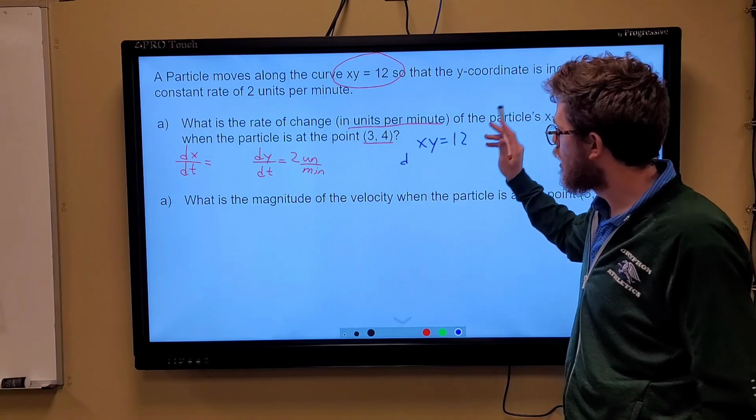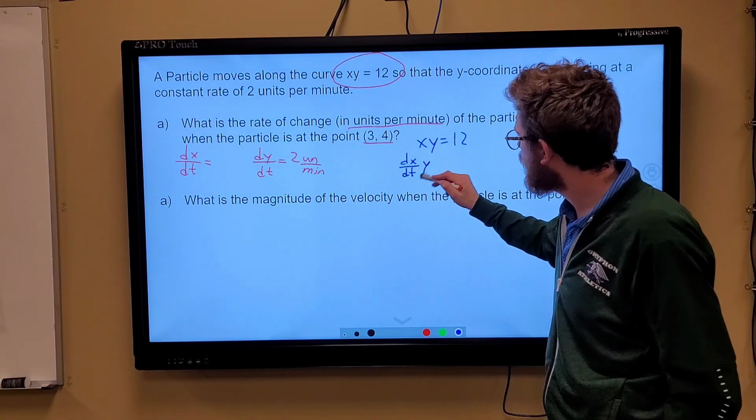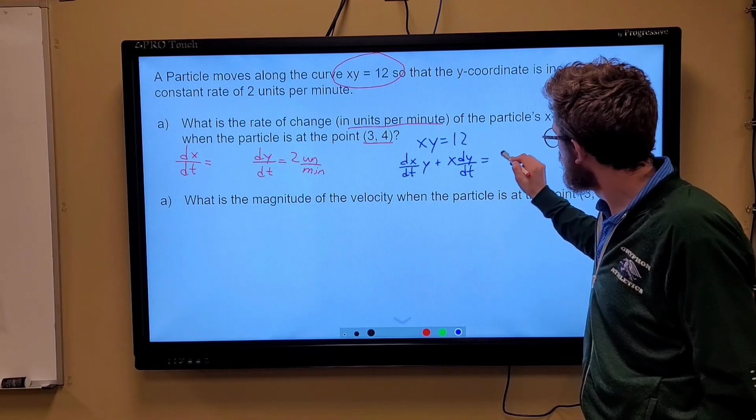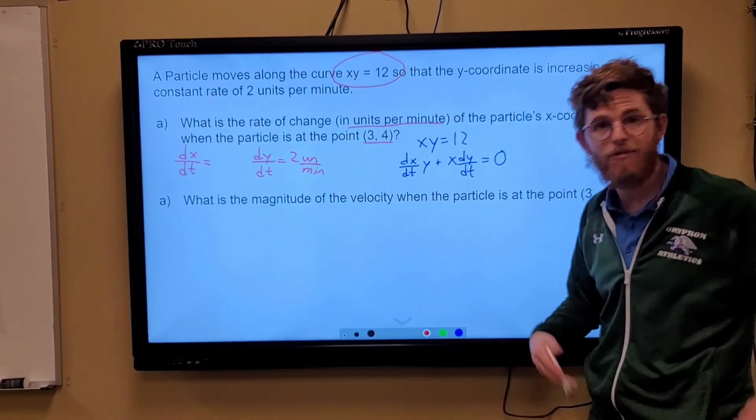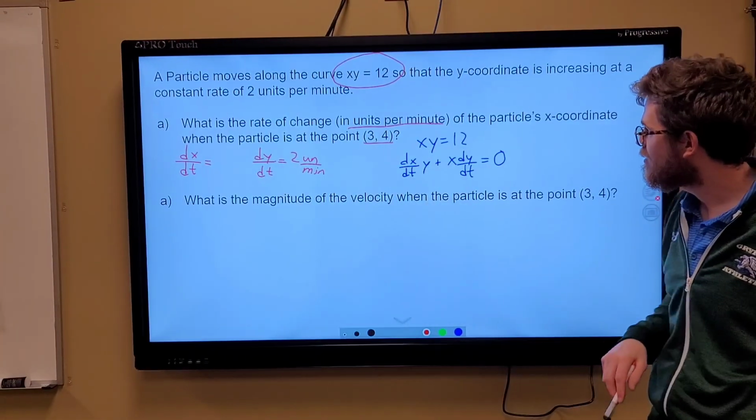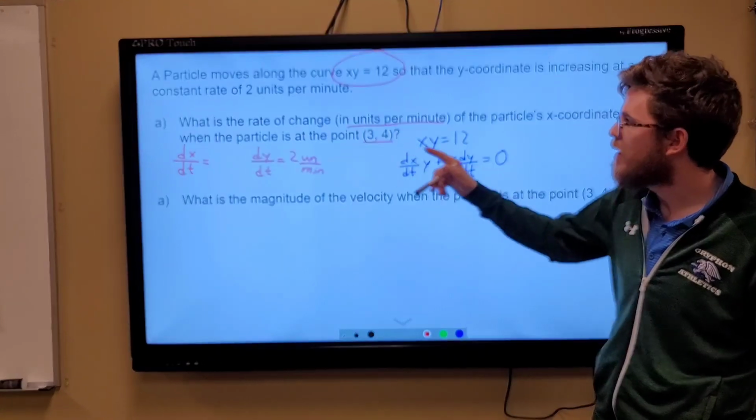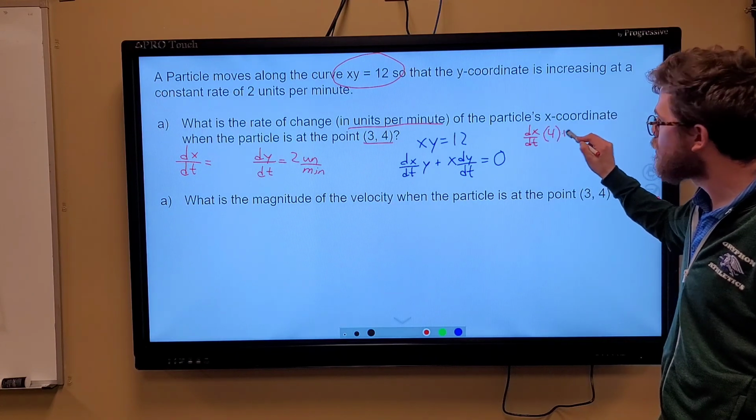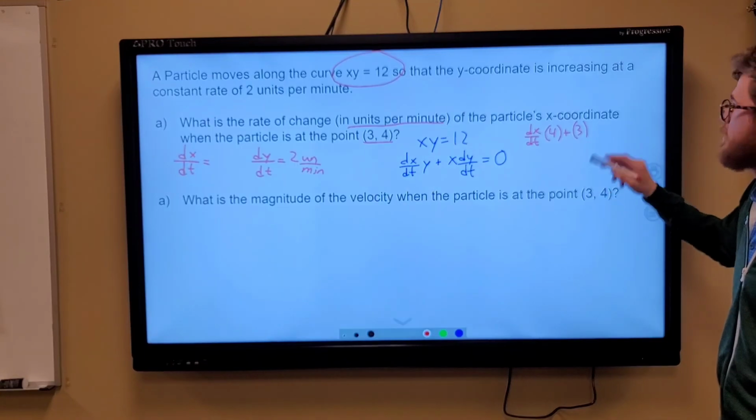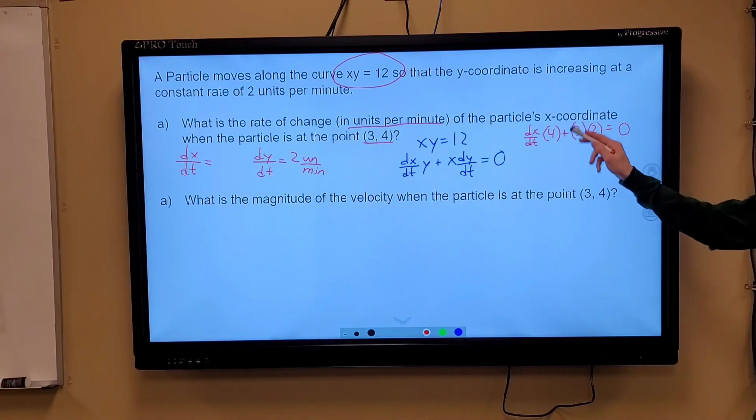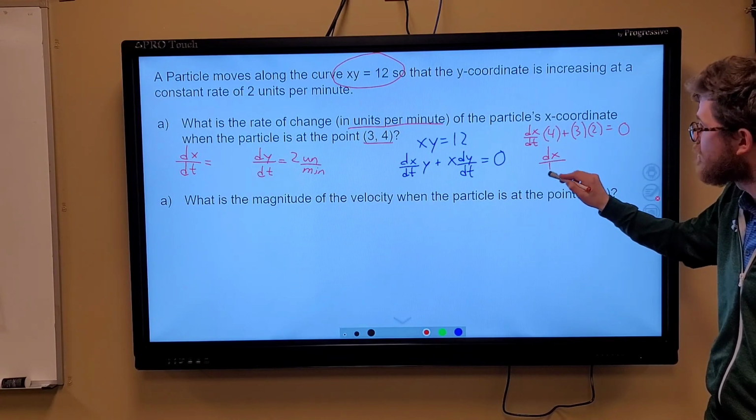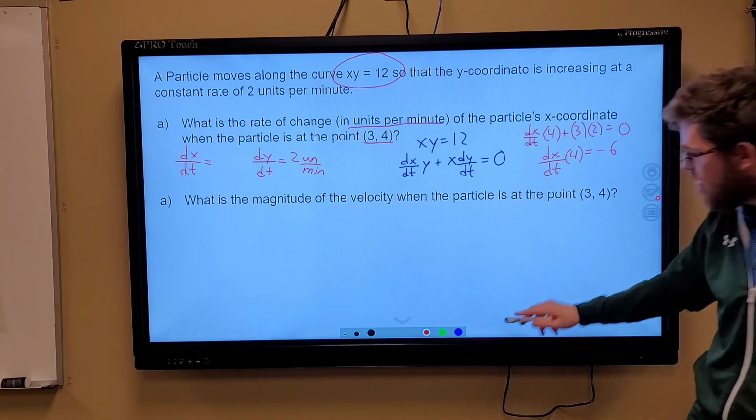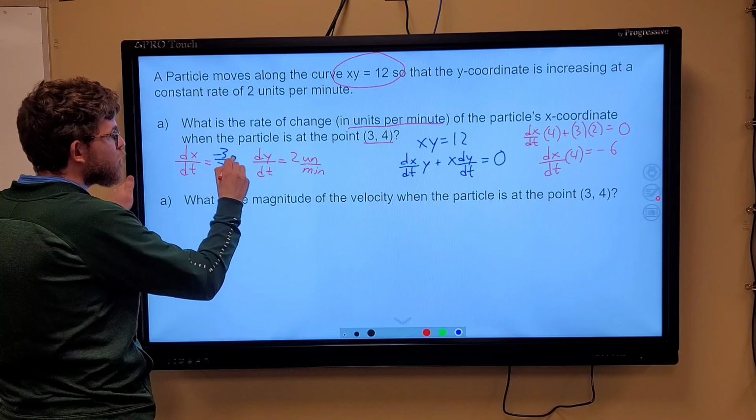Well, derivative of the first times the second, product rule, plus the derivative of the second times the first. Derivative of 12 is 0. If I plug in everything I do have, I've got a y, I've got an x, and I even have the rate of change of y. So I've got dx over dt times 4 plus 3 times dy over dt, which is 2. Subtract over the 6. Divide by 4, and we've got dx over dt, what we were looking for, of negative 3 over 2 units per minute.